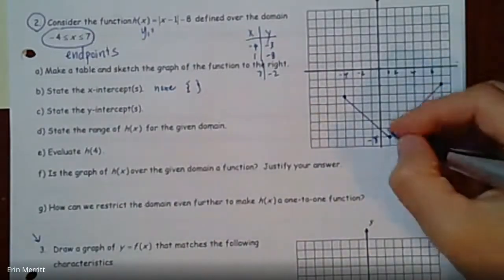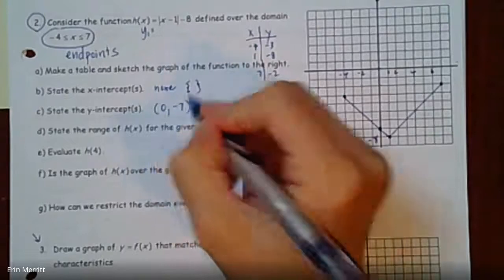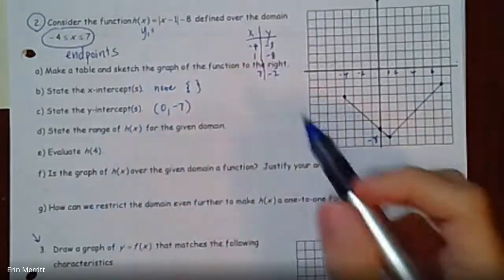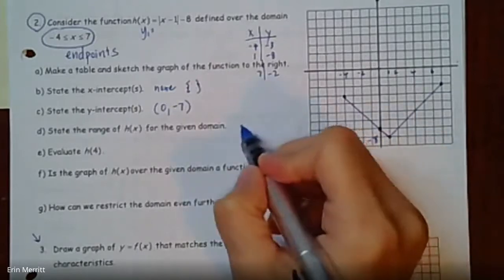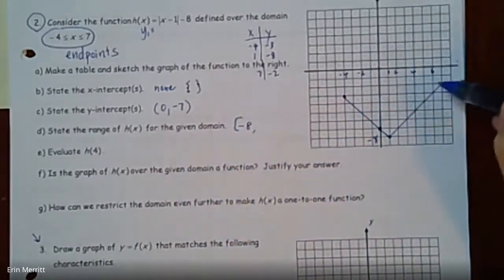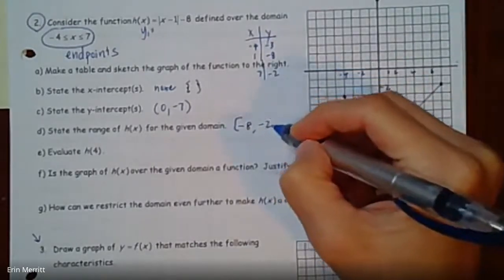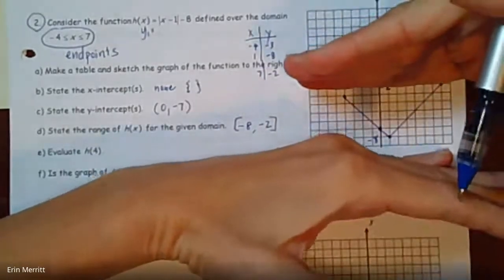The y-intercept, it does have a y-intercept. It crosses right here at 0, -7. State the range of values over that given domain. So remember, the range means I'm going bottom to top. So the lowest value is happening down here at -8. The highest value is actually that top right corner, and that's happening at y equaling -2. So it literally sits between those two values right there.